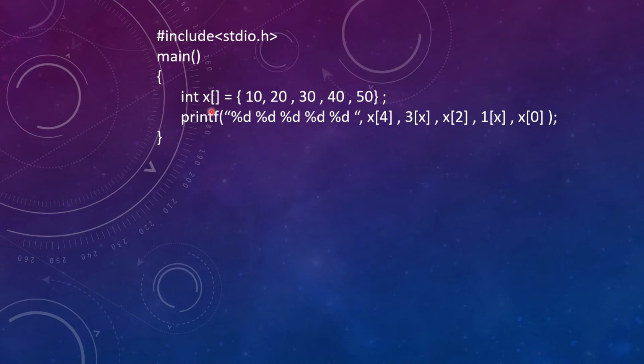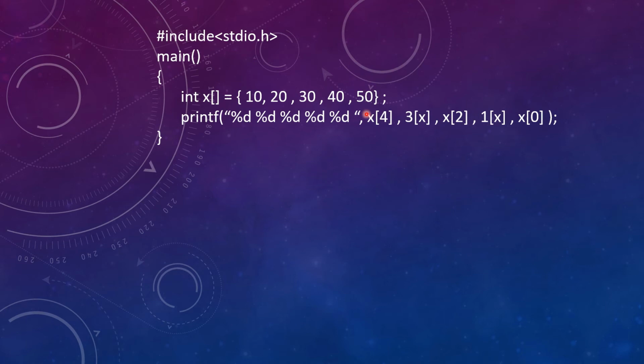Now let's get to the problem. Here we have declared an array with this data and we are printing x of 4, 3 of x, x of 2, 1 of x and x of 0, right? And what are these 4, 2, 0? These are nothing but indices. As I said, array indices start from 0, 1, 2, 3, 4, right? So if you want to access 10, then you write x of 0, so you will get 10. If you need to access 30, then you write x of 2, because the index where 30 is located is 2: 0, 1, 2, 3, 4, correct?